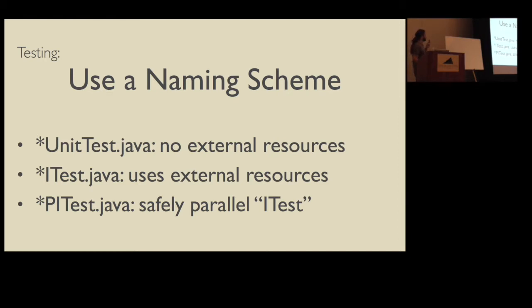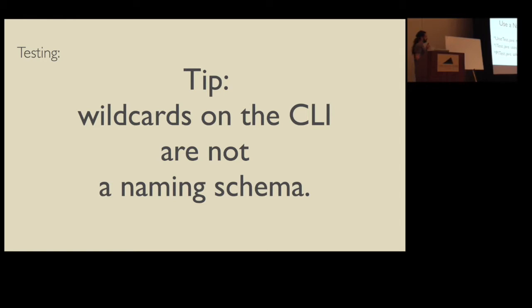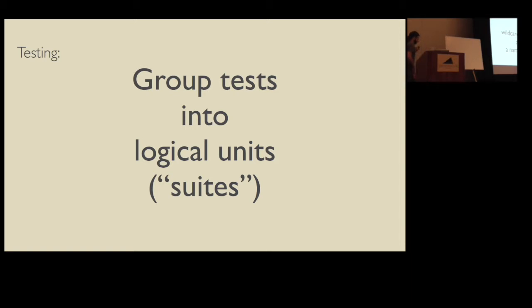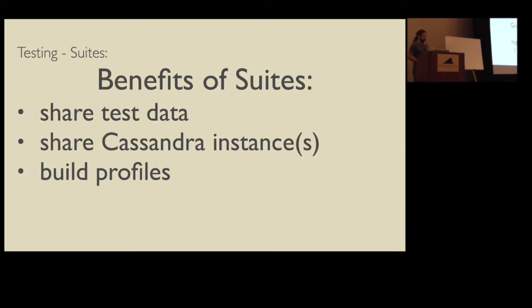Unit tests don't have any external resources. If you use external resources, it's an integration test. If you can do it in parallel safely, you can parallelize it. Give it a different name, and use some fancy magic with naming or Gradle, whatever you want to do. Wildcards on the CLI are not a good means. It's like mvn test, star, whatever. Using actual grouping annotations, in both JUnit and TestNG, is a really good way to break things into suites, to get that segmentation, get better performance, and make developers more productive.